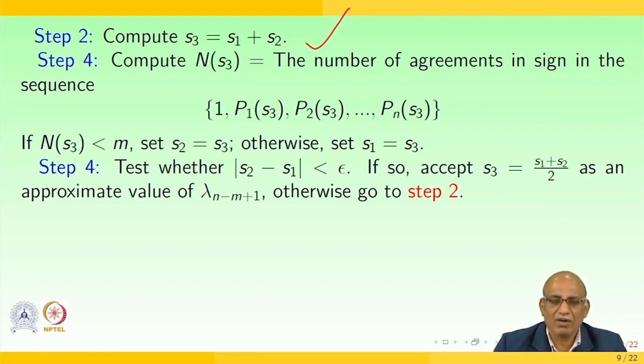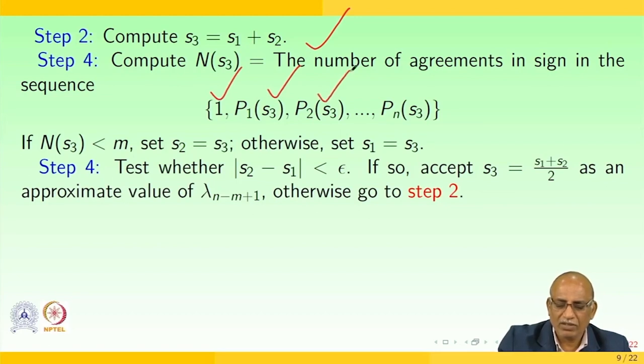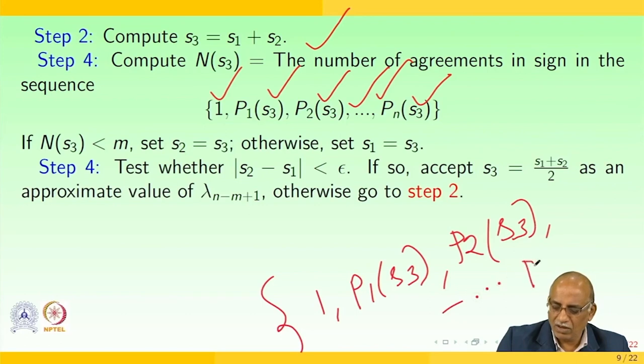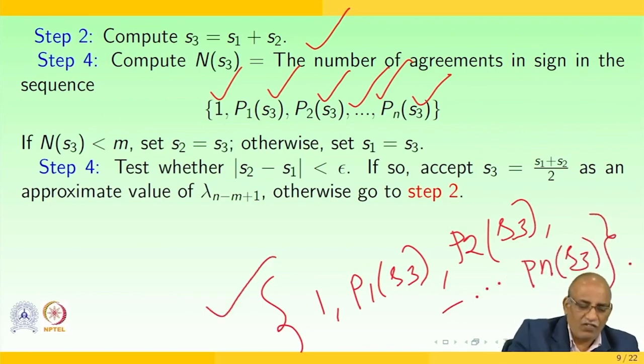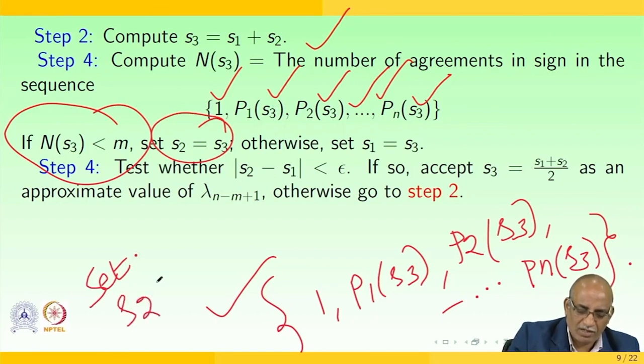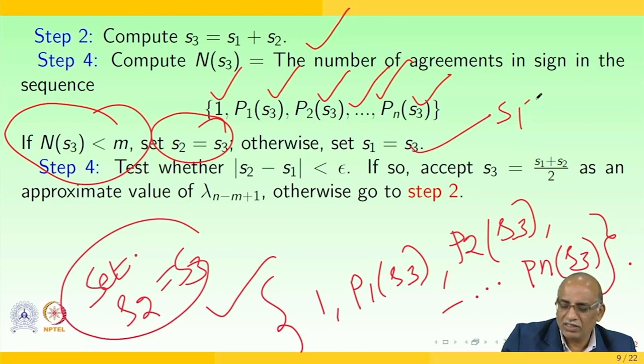What is the next step? Compute n of s3, that is the number of agreements in sign in the sequence 1, p1(s3), p2(s3), p3(s3), p4(s3), up to pn(s3). If n of s3 is less than m, then set s2 equal to s3, otherwise set s1 equal to s3.